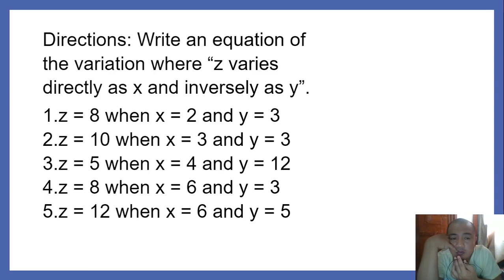Write an equation of the variation where z varies directly as x and inversely as y. Number 1, z equals 8 when x equals 2 and y equals 3. So how do we solve for the equation? Is z equals kx over y? Kx over y.